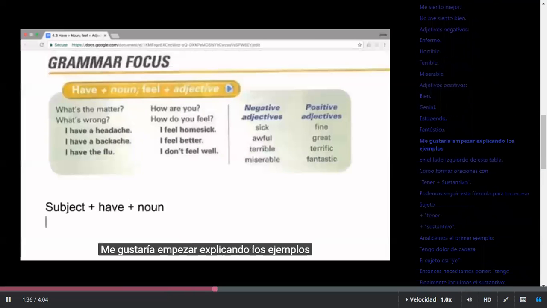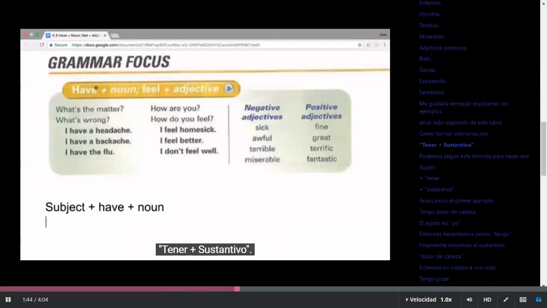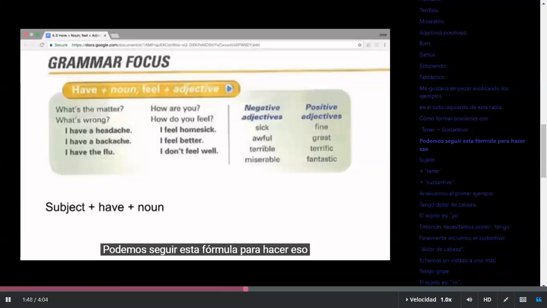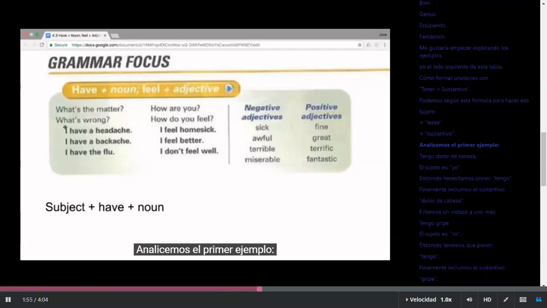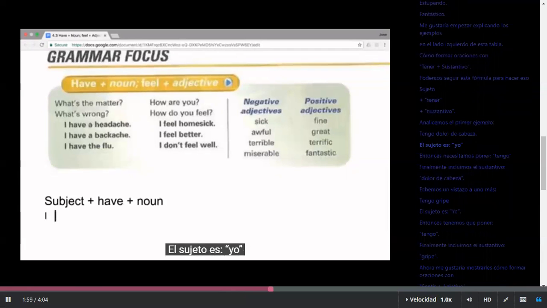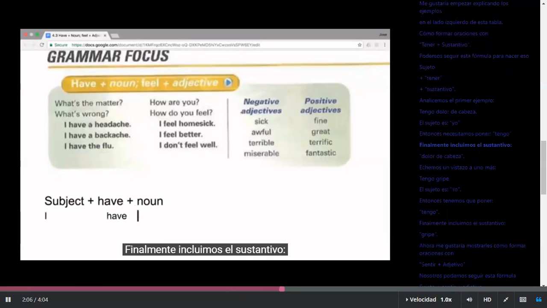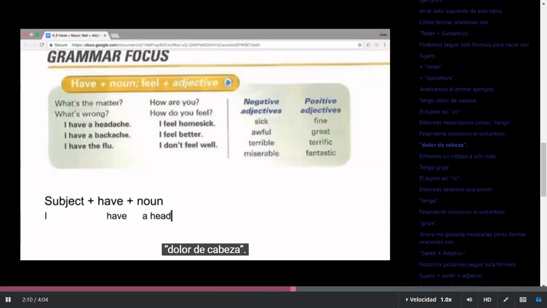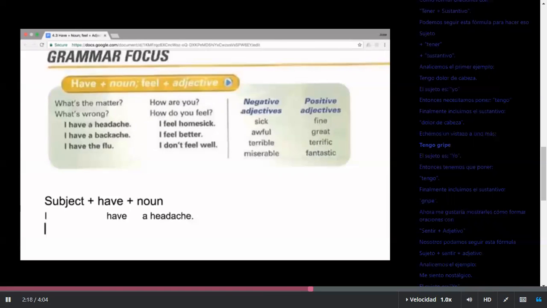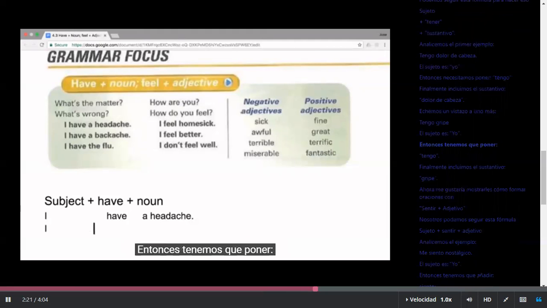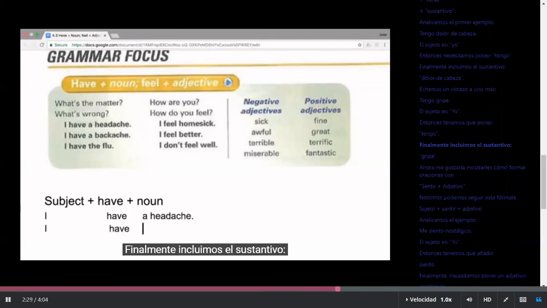I would like to start by explaining the examples on the left-hand side of this chart. How to form statements with have plus noun. We can follow this formula to do that: subject plus have plus noun. Let's analyze the first example, I have a headache. The subject is I. Then we need to put have. Finally, we include a noun, a headache. Let's take a look at one more example. I have the flu. The subject is I. Then we need to put have. Finally, we include the noun, the flu.